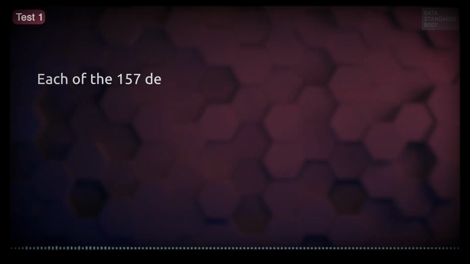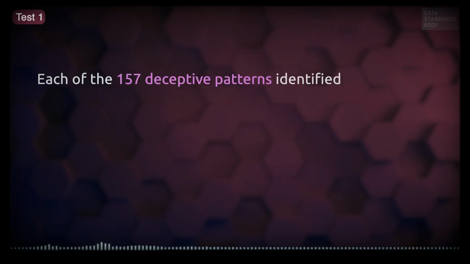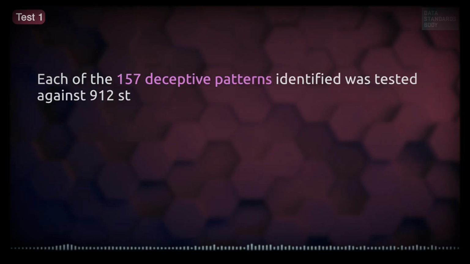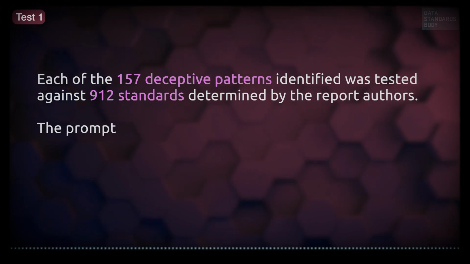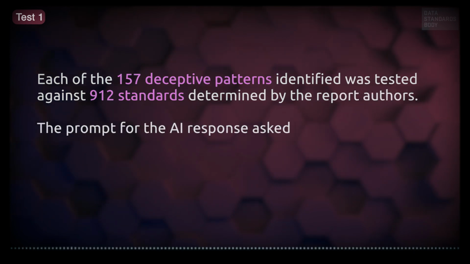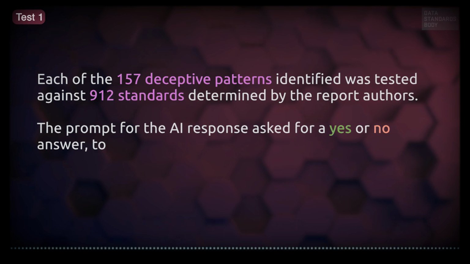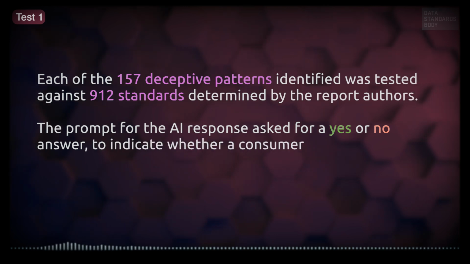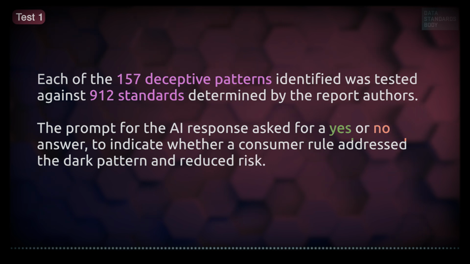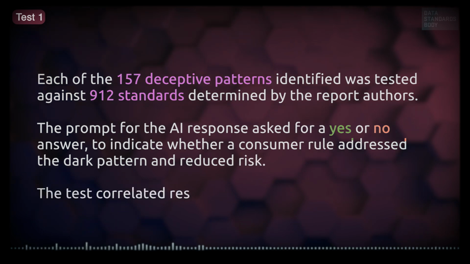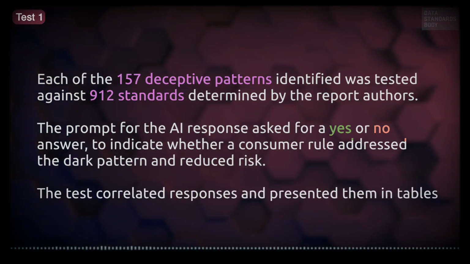Each of the 157 deceptive patterns identified was tested against 912 standards determined by the report authors. The prompt for the AI response asked for a yes or no answer to indicate whether a consumer rule addressed the dark pattern and reduced risk. The test correlated responses and presented them in tables.